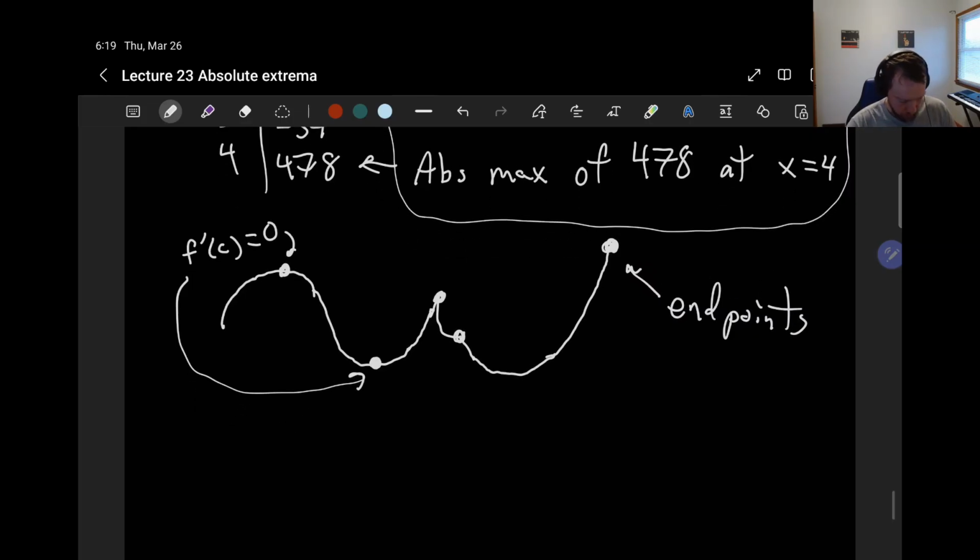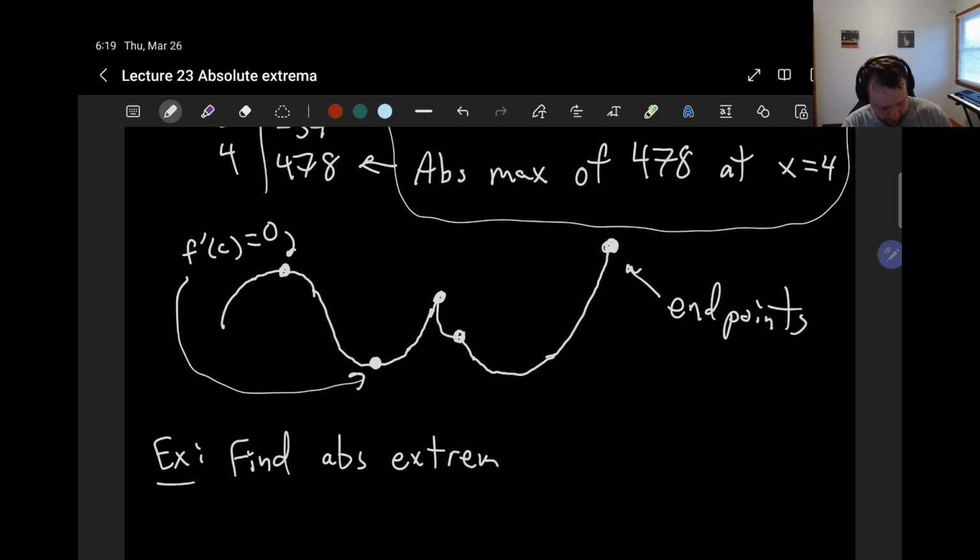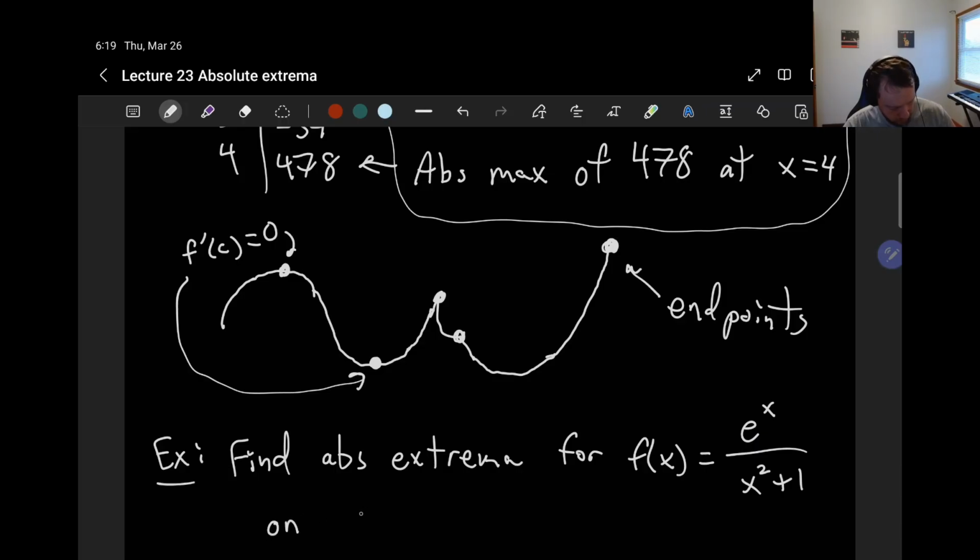Okay, let's do another example where we find the absolute extrema for f of x equals e to the x over x squared plus 1 on the interval from -2 to 2, and it's a closed interval.